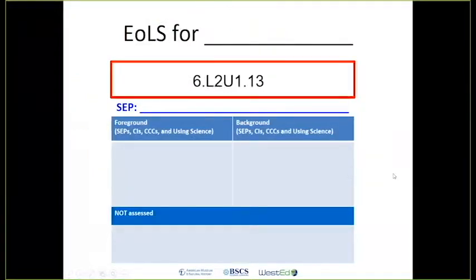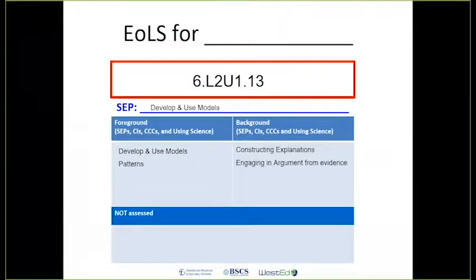I always like to go back and double-check that I've seen everything. So I know that my science engineering practice is to develop and use a model. So I'm going to put that in my foreground. I know that some background information that I want the students to do is to, once they've used their model, I want them to construct an explanation. And this is something I do want to assess. I know it's not a specific part of the standard, so I'm going to put it in the background, but I want to assess it. And while they're working on their models, I want them to engage in argument from evidence.